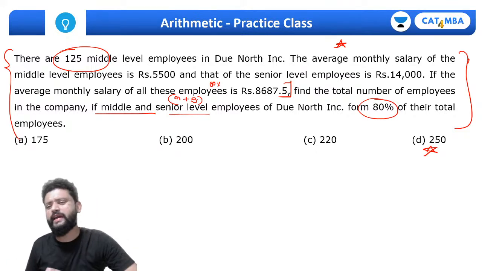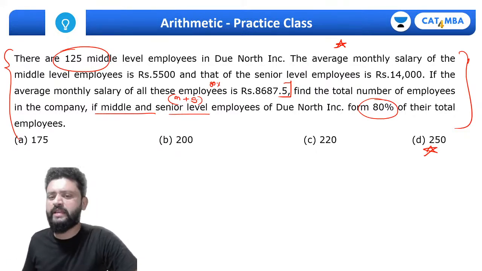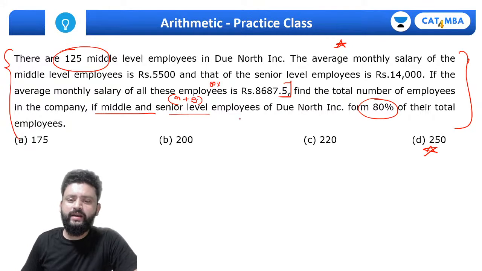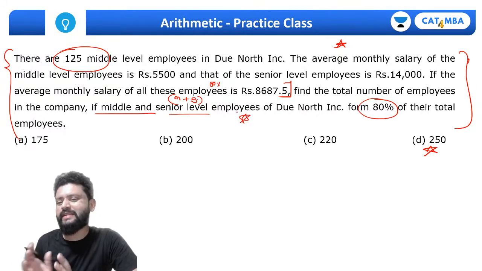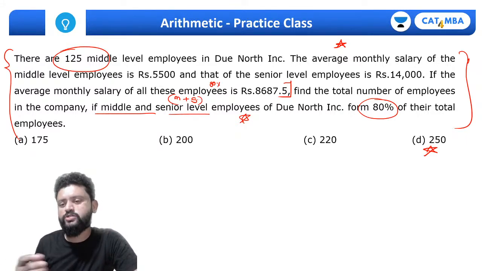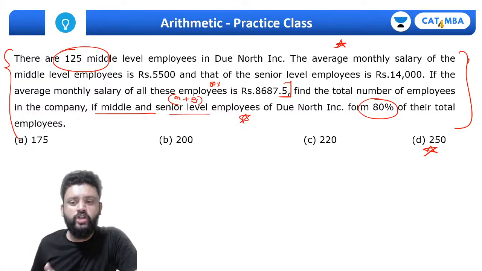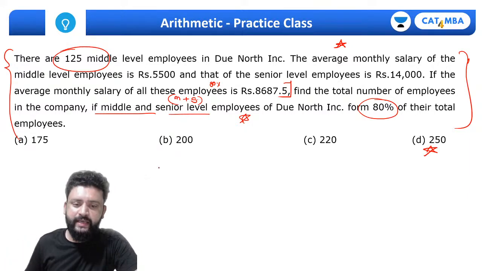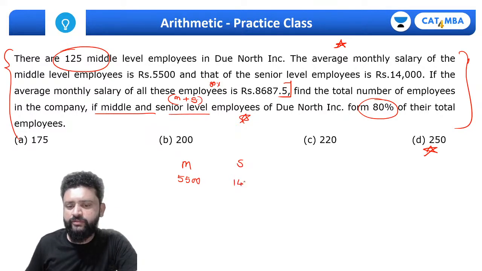Question बिल्कुल straightforward है और ये किसी को समझेगा नहीं, ऐसा भी नहीं है. So most of the students try these type of questions and they end up giving so much time and then skipping it, or depends on how you are applying the shortcut. So if you apply the shortcut, basically the average of the middle employees is given as 5,500. Senior level का average दिया है 14,000.